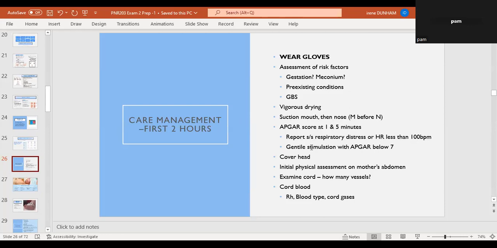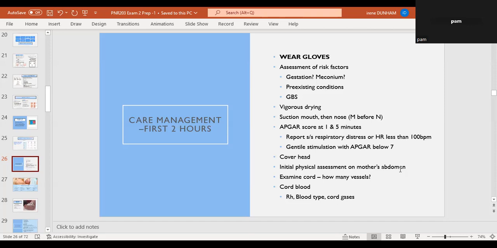Okay. And then, of course, you want to give the baby, below an APGAR of 7, you want to make sure that you're using the correct resuscitation methods. Always cover the head with a little cap. And then initial physical assessment on mom's abdomen. We do family centered nursing.